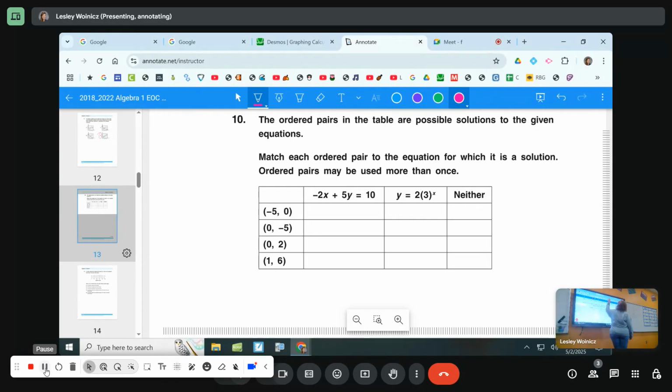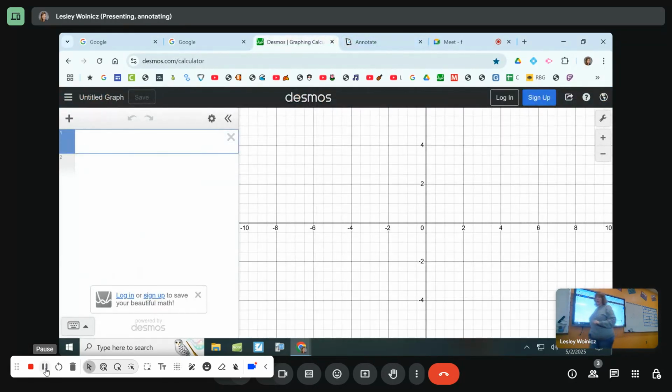This is one that Miss Boynitz taught me something yesterday. But I was like, oh wow. Now let's see if I can remember how to do it. All you have to do, I think, is just plug in.